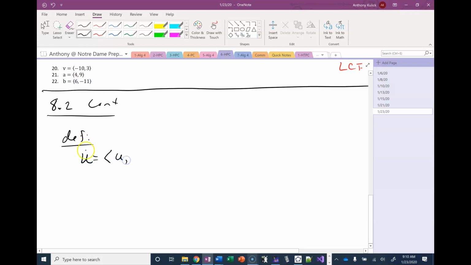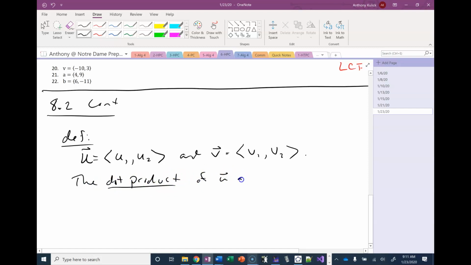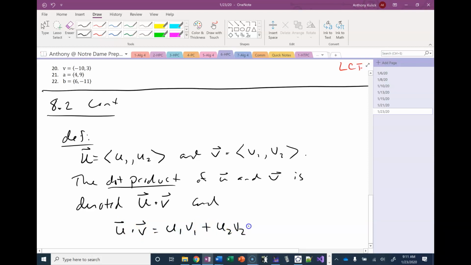So let's say we have a vector u with components u1 and u2, and a vector v with components v1 and v2. We say that the dot product of u and v is denoted u dot v, and u dot v is equal to u1 times v1 plus u2 times v2.